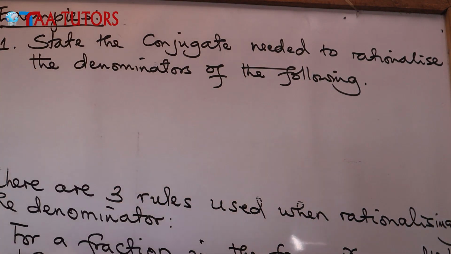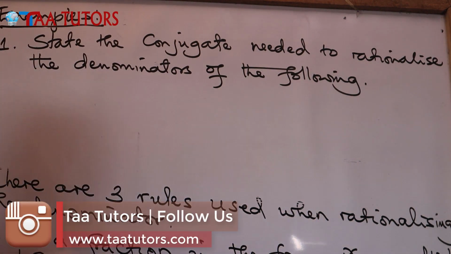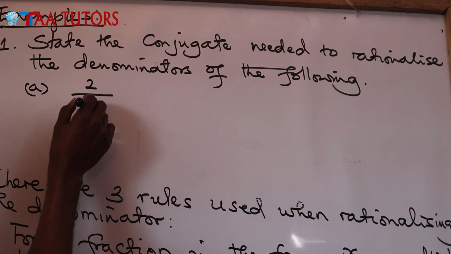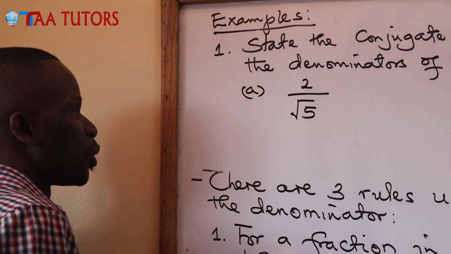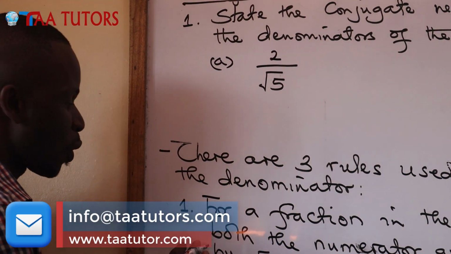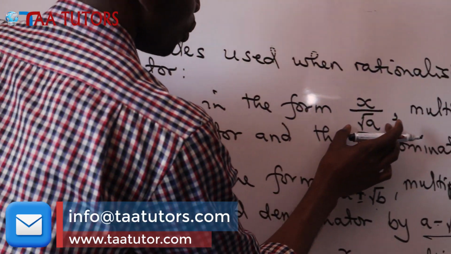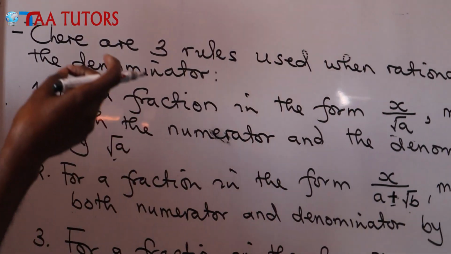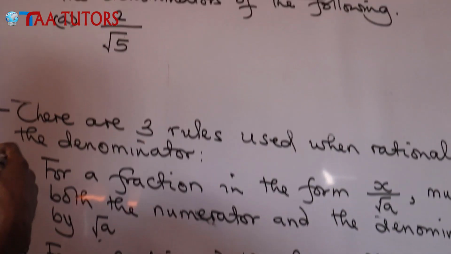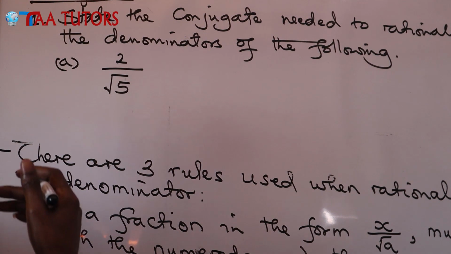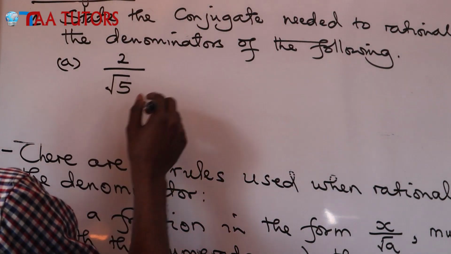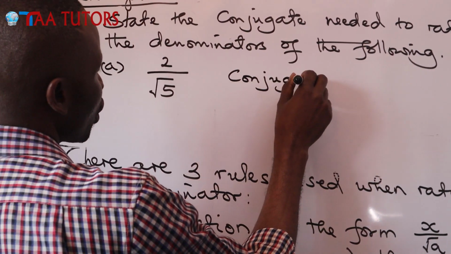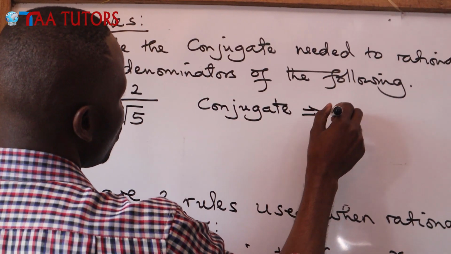State the conjugate needed to rationalize the denominator of the following. A is 2 divided by surd 5. So we said that in case we talk about rule 1, where the denominator is just one term only, if it is surd 5, for us to remove the surd from 5 so that we just have a whole number or an integer, the conjugate should be the same as the denominator, meaning that here the conjugate will simply be surd 5.